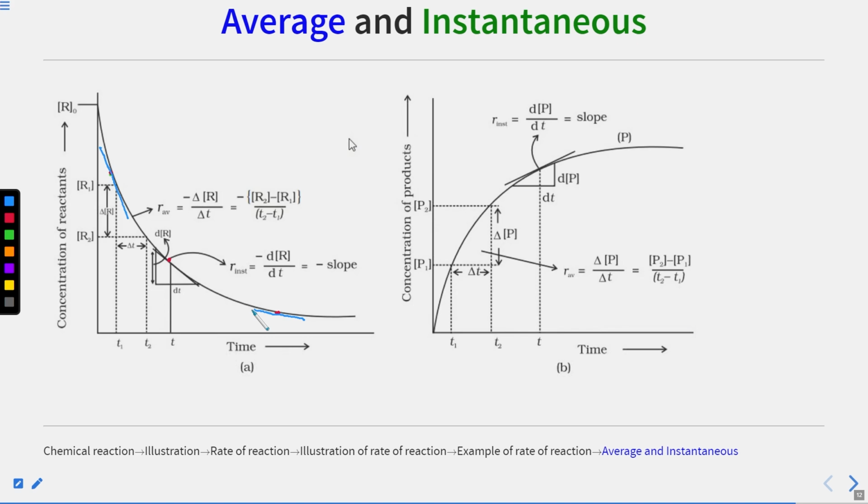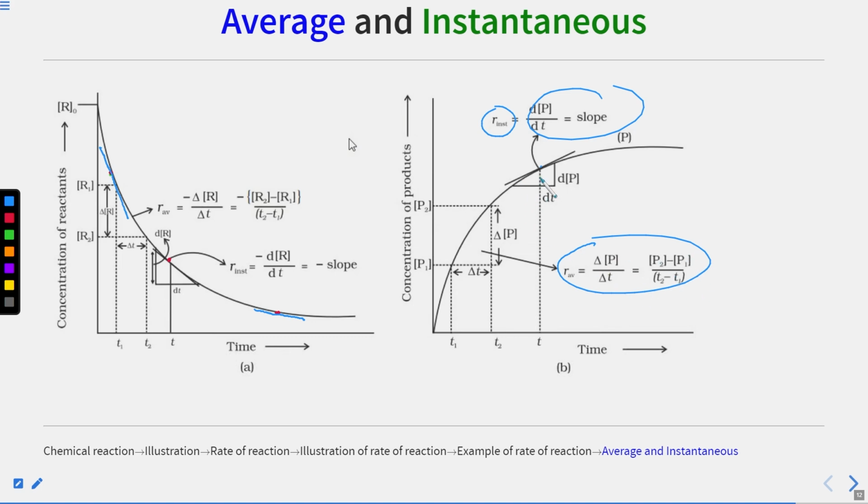Okay. Have you got the point of what is average and instantaneous rate? Now if you want, you can do the same for the product also. The product concentration is rising with time. So the instantaneous rate of reaction at this point would be dP by dt equals the slope. And for the average rate of reaction, it will be delta P by delta T, that's P2 minus P1 by T2 minus T1.